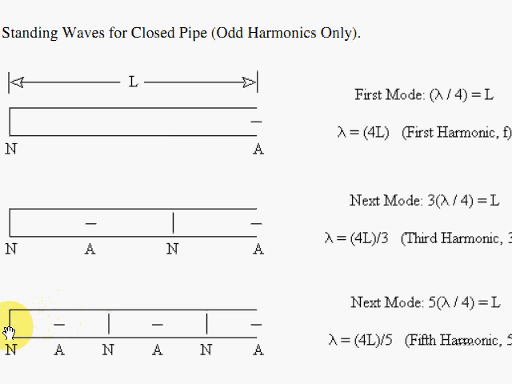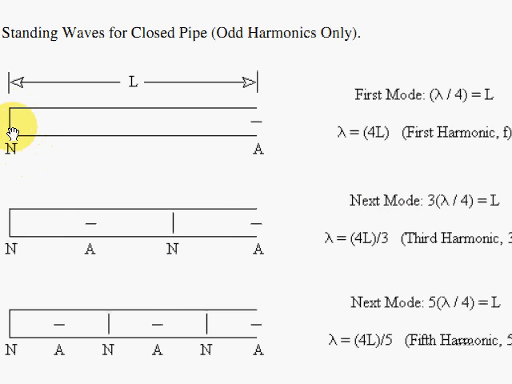Let's check this next one out. 1, 2, 3, 4, 5. See, 5/4 of a wavelength fits into L, so that means 5 wavelengths equals 4L, and one wavelength is 4L over 5. So just remember that rule: 4L for the first one, 4L over 3 for the third, 4L over 5 for the fifth, and these are your harmonics. There are no even harmonics.